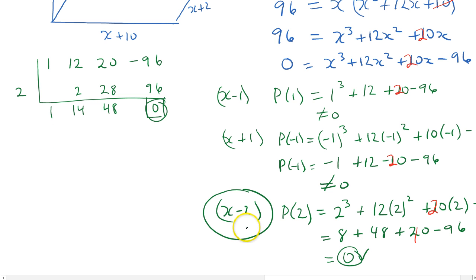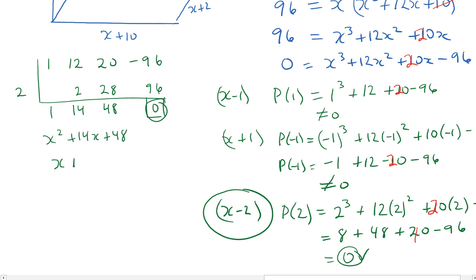And so once I divide out that x minus 2, now I get an x squared plus 14x plus 48. So now if I want to factor this, I need two numbers that add up to 14 and multiply out to 48.